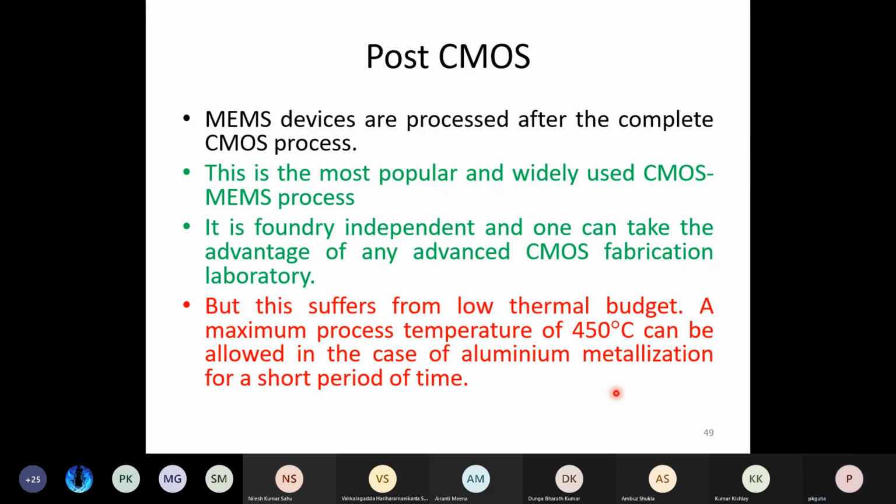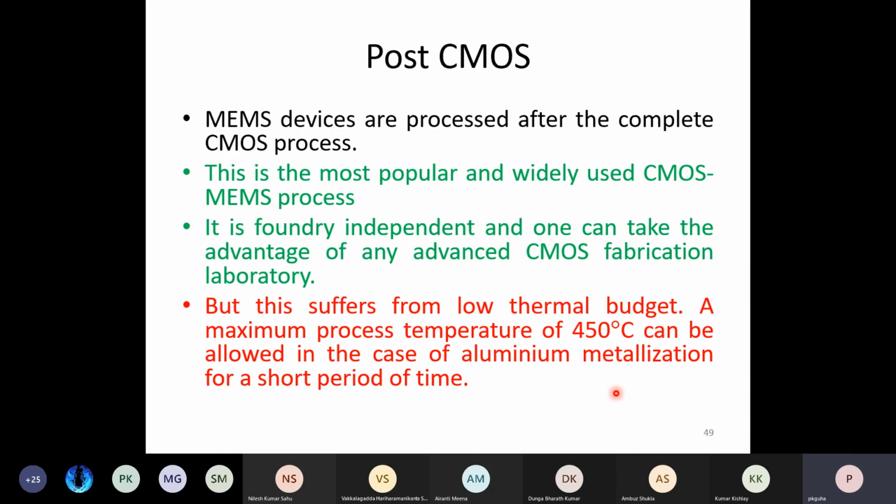But you can use non-CMOS, non-silicon materials, because the CMOS foundry can't tell you anything, since you are not sending back the wafer, so you can use any material which is appropriate for your device. Okay, but you have to do processes below 450 or 400 degrees centigrade. You have to do the processes using green synthesis techniques, that is, techniques where you don't use harsh chemicals and so on.